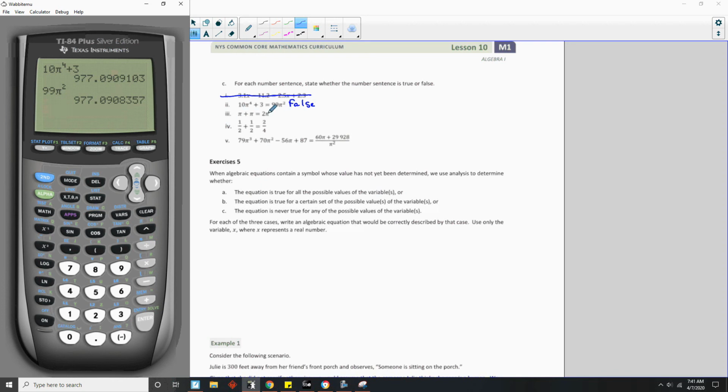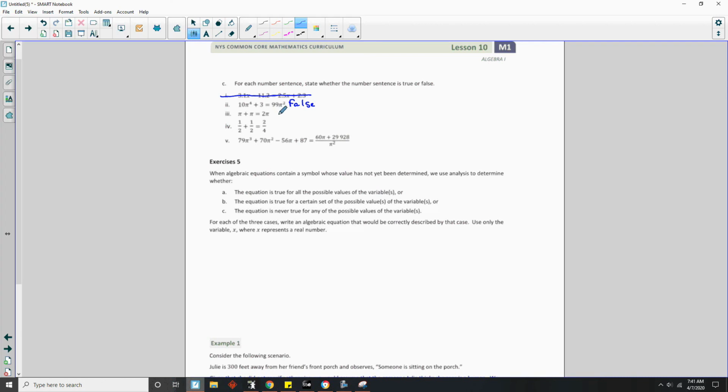Now pi plus pi equals 2 pi. Well, let's see. Pi plus pi, and then do 2 pi. And those are equal. That is true. 1 half plus 1 half equals 2 halves, which equals 1. 2 quarters is not equal to 1. It's equal to 1 half. So that is false.